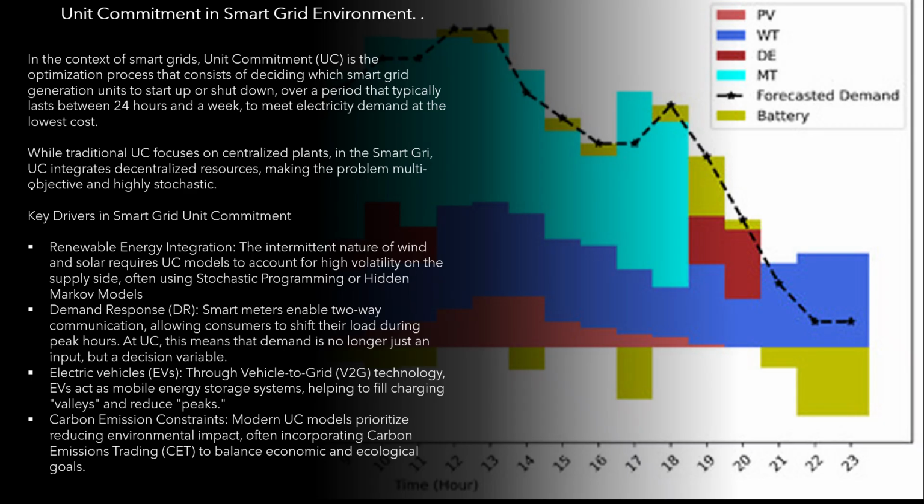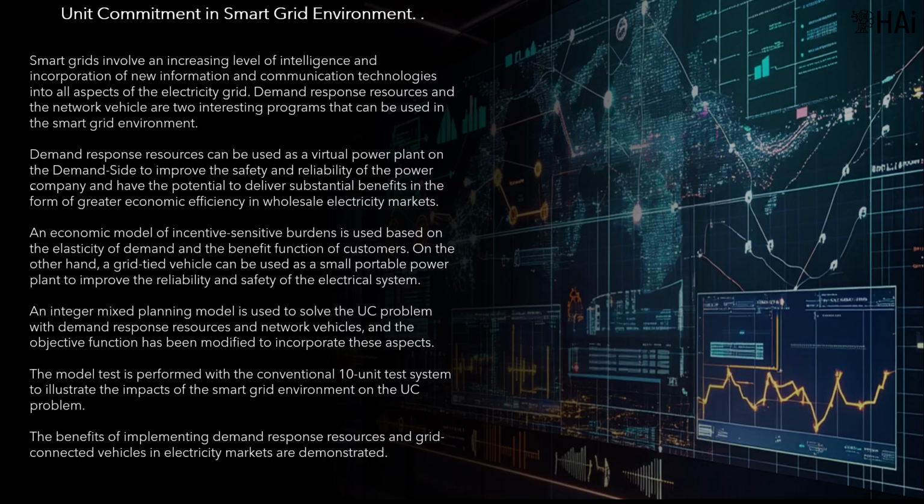Electric vehicles, EVs, through vehicle-to-grid, V2G, technology, EVs act as mobile energy storage systems, helping to fill charging valleys and reduce peaks. Carbon emission constraints. Modern UC models prioritize reducing environmental impact, often incorporating carbon emissions trading, CET, to balance economic and ecological goals. Smart grids involve an increasing level of intelligence and incorporation of new information and communication technologies into all aspects of the electricity grid.